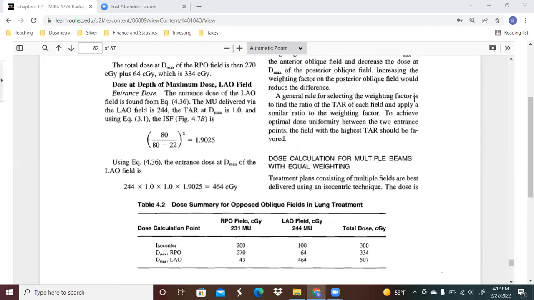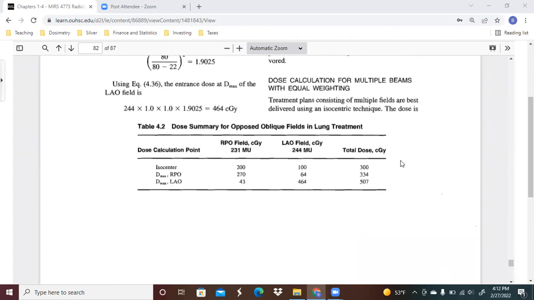So the general rule for selecting the weighting factor is to find the ratio of the TAR of the fields and apply a similar ratio to the weighting factor. To achieve optimal dose uniformity between the two entrance points, the field with the highest TAR should be favored. Believe it or not, this gets more complex. So, dose calculation for multiple beams with equal weighting.